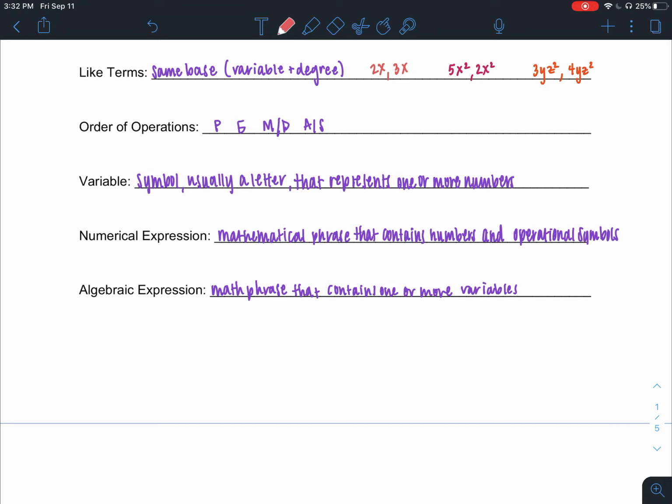A numerical expression is a mathematical phrase that contains numbers and operational symbols. So basically, it's an expression with no variables. That's the key thing, no variables. And don't forget the operational symbols are multiplication, division, addition, and subtraction. An algebraic expression is the same thing, but it has variables. A phrase that contains one or more variables is exactly what it's called.